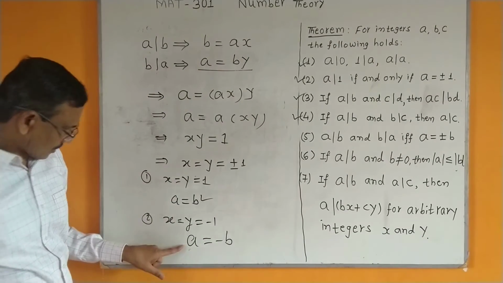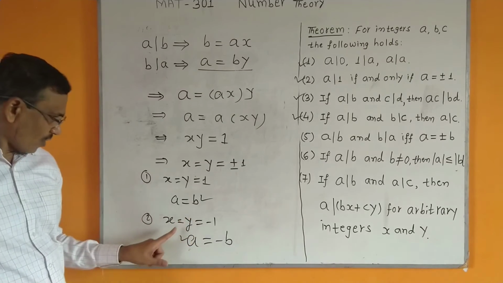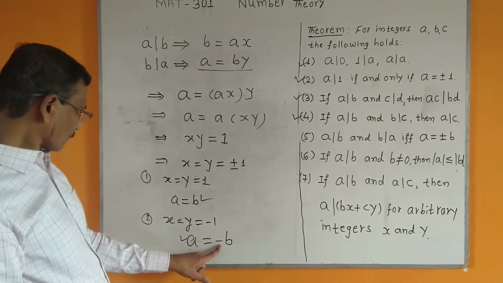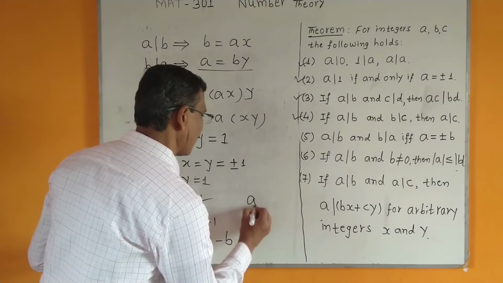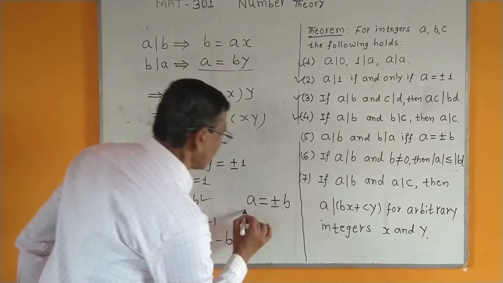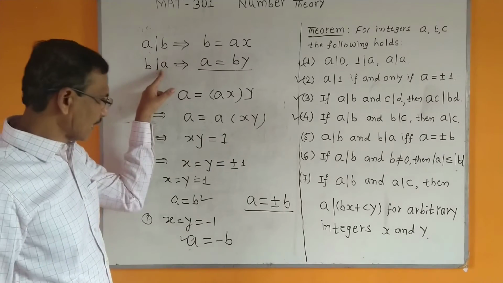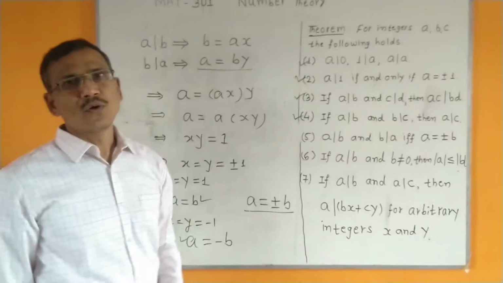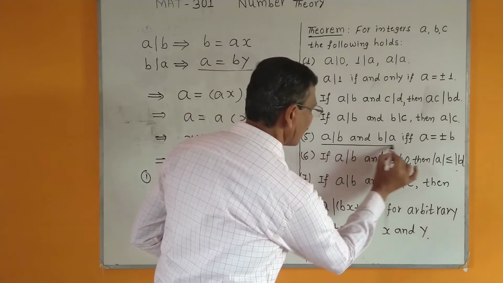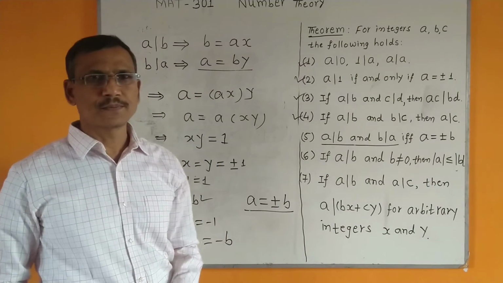Means we get two different conditions. If we consider x is equal to y is equal to 1, we get A is equal to B. For x is equal to y is equal to minus 1, we get A is equal to minus B. That means combining this, we have A is equal to plus or minus B. That means A divides B and B divides A implies A is equal to plus or minus B. At first we had taken A divides B and B divides A. Taking this, we are able to prove that A is equal to plus or minus B.